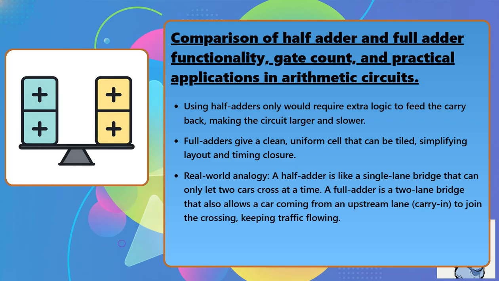Real-world analogy: a half adder is like a single-lane bridge that can only let 2 cars cross at a time. A full adder is a 2-lane bridge that also allows a car coming from an upstream lane, the carry-in, to join the crossing, keeping traffic flowing.